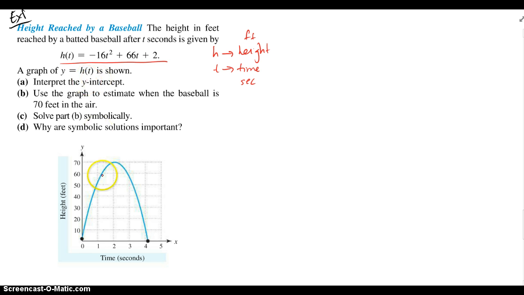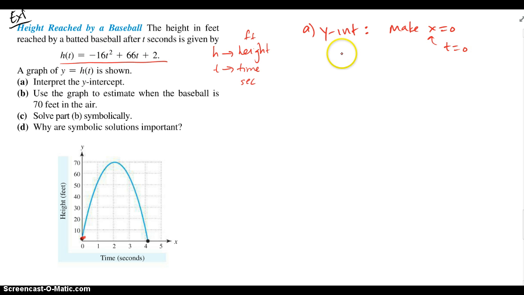And the graph of y equals h of t, or the function notation h of t equals that, is given. Interpret the y-intercept. Well, remember the y-intercept is when the graph crosses the y-axis, and that's right there. Remember, we always get the y-intercept by making x 0. On my graph it's hard to see, but it looks like it's a little bit above 0. But I can get it from, in this case, t equals 0.